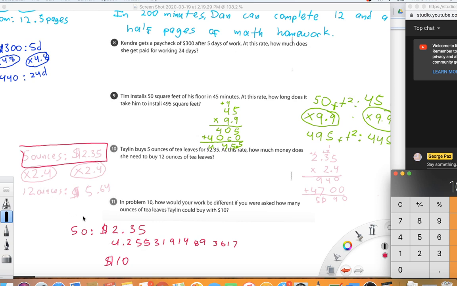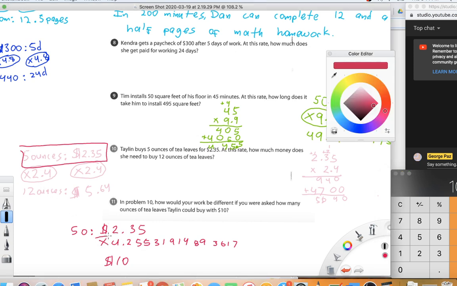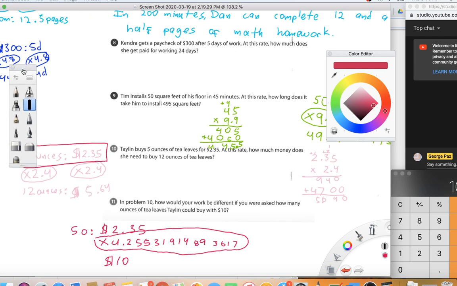So, whatever we do to one side, we've got to do to the other side. Oh, geez. All right, so we've got to multiply 5 times 4.25531914893617. And that will tell us how many ounces. We've got to multiply it by 5 ounces. Remember, that's an O, 5 ounces.